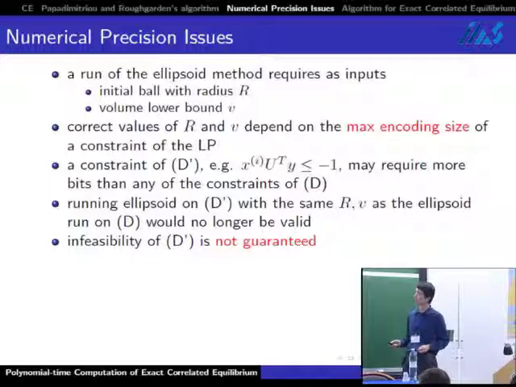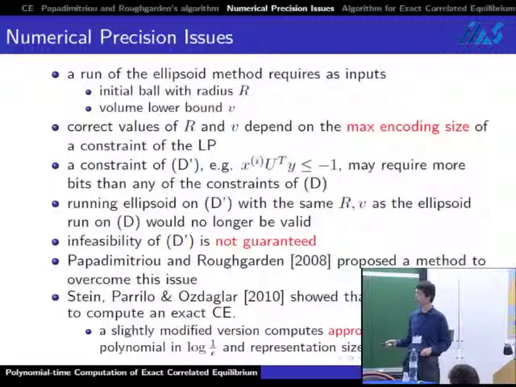So if we look at D prime, each constraint of D prime is a convex combination of existing rows of D. So this may require more bits than any one of the existing constraints of D. So since the resulting encoding size will be bigger, then just running the same ellipsoid method on D prime with the same parameter as the one on D would not be valid, and therefore the infeasibility of D prime is not guaranteed, and the rest of the algorithm would break down.